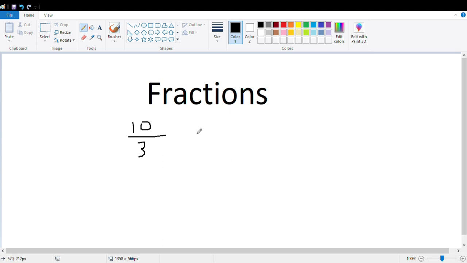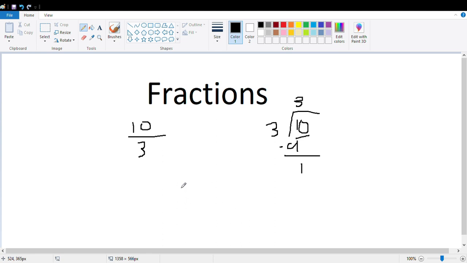So how do we convert this into a mixed fraction? We divide 10 by 3. So what times 3 equals 10? 3 and 10 aren't in the same multiplication table. So you take the nearest number to 10, which is 9, which is 3 into 3 equals 9. So 9, and 10 minus 9 becomes 1. So now you leave it like this.